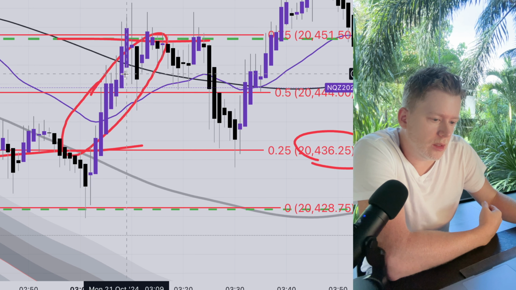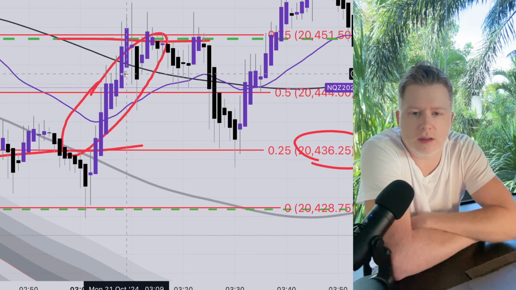If you have any questions, you can ask. But yeah, that's the Switchback Trading model, the SBT model, for scalping futures.